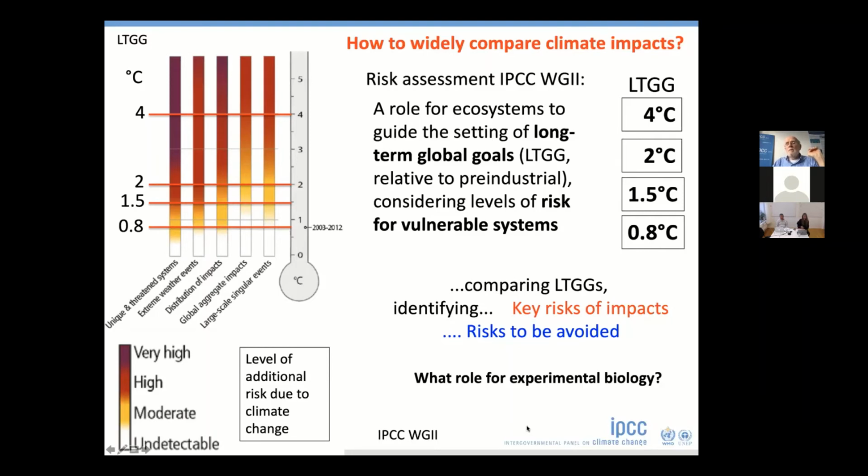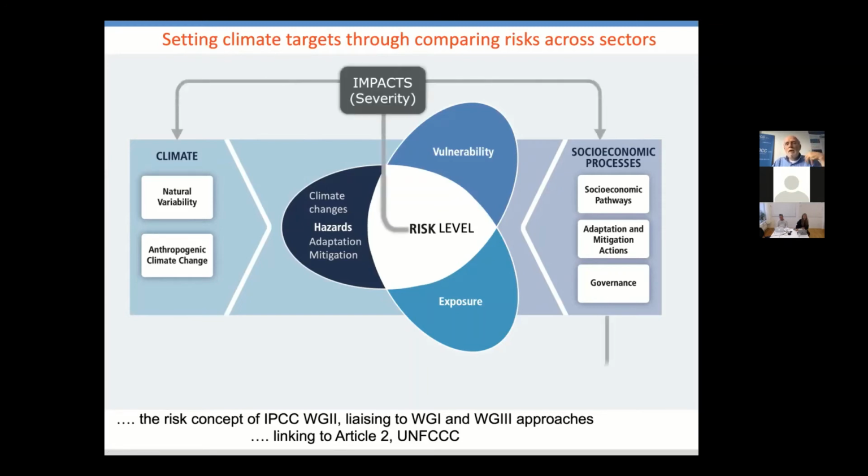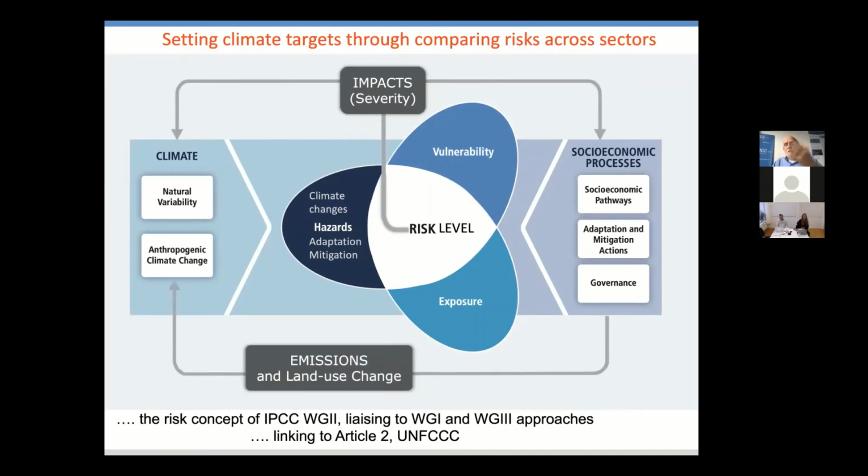So what role does experimental biology play here? Well, we can here put our findings into the context of climate scenarios. We have the climate changes, we have the hazards, we have adaptation, mitigation influences the climate. And here we have the vulnerability assessment for our organisms, and we consider them in terms of how they are being exposed to those changes. Then we put that into a socio-economic context and into a context of climate. And from that, we develop a holistic picture how impacts should steer emissions, should steer political strategies.